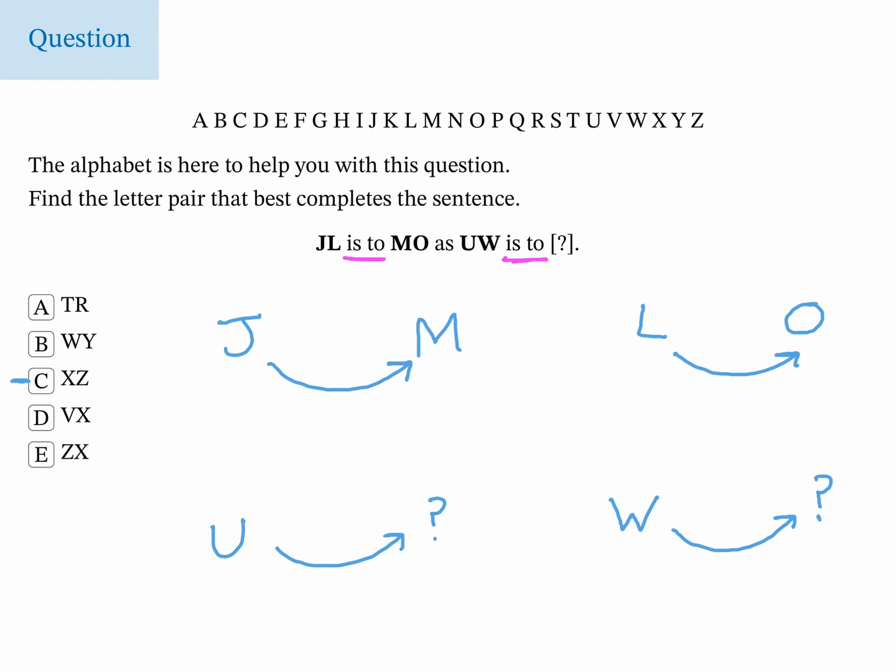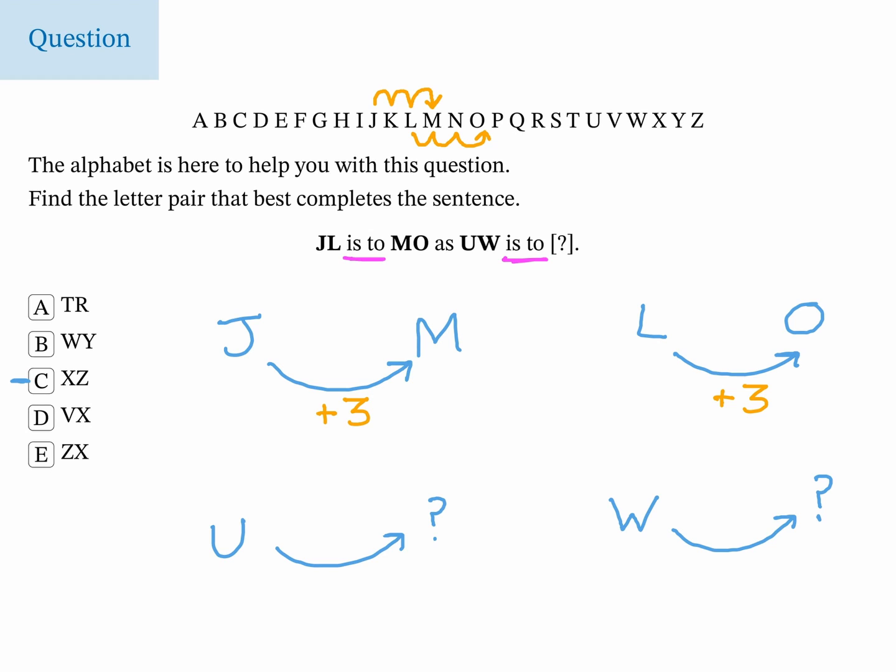So if I start at the letter J, how do I get to the letter M? Well, I go forward through the alphabet 1, 2, 3 places. So to get from J to M, I've gone forward through the alphabet by 3 letters. Let's now have a look at the second letter in the first pairs of letters we're given. So how do we get from the letter L to the letter O? Well, again, if we start at the letter L, we go forward through the alphabet 1, 2, 3 places. And so we've shifted through the alphabet by 3. So now we know how JL is related to MO. In both cases, we go forward through the alphabet by 3 letters.